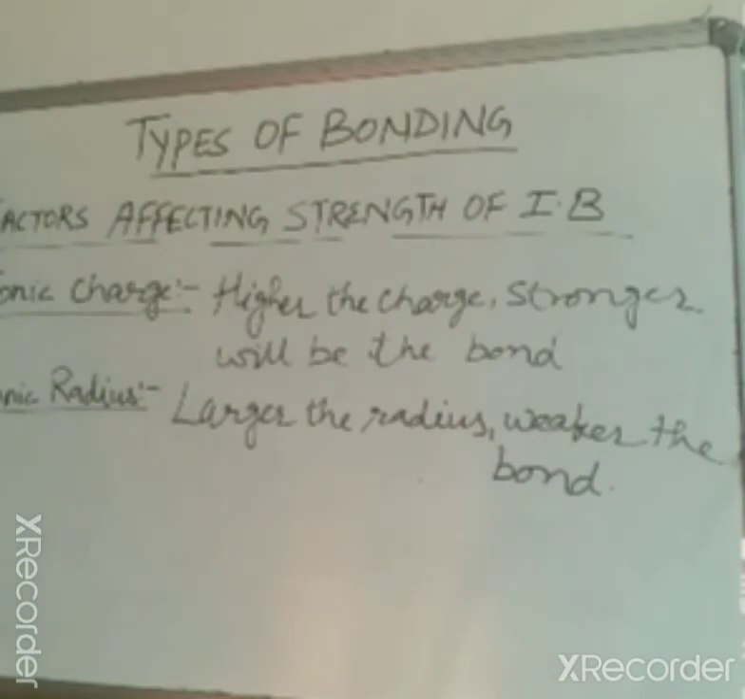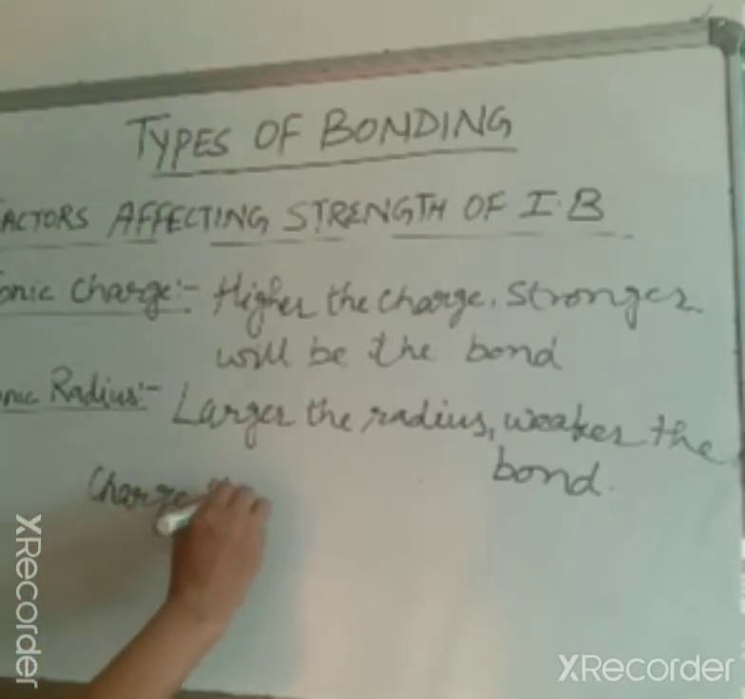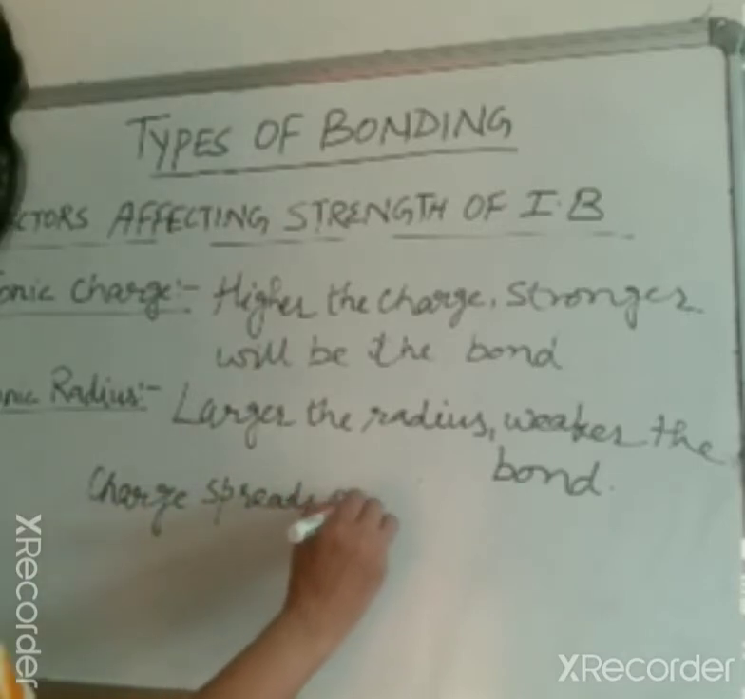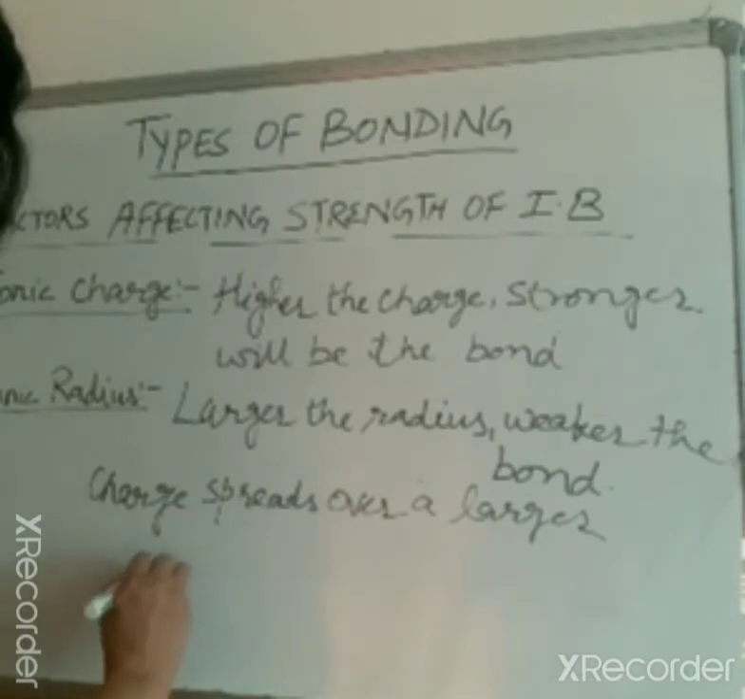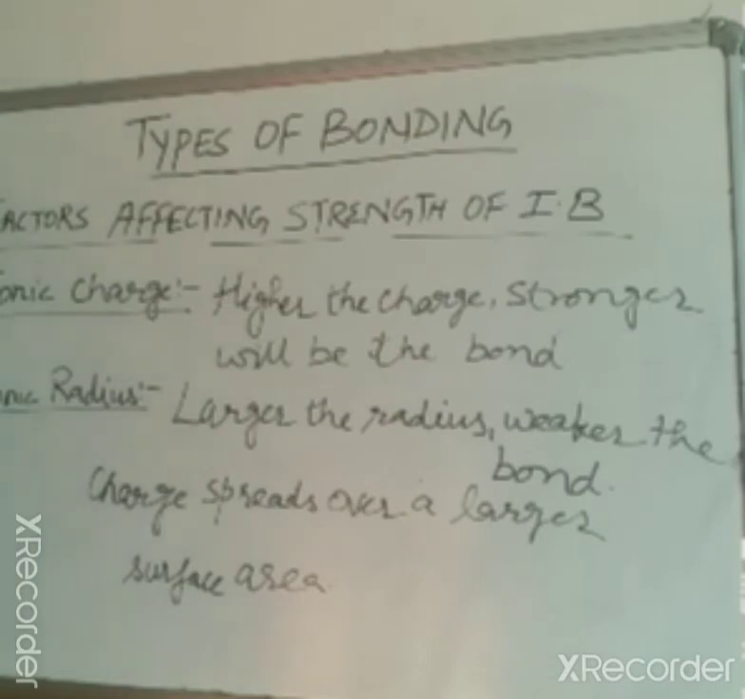How? As the radius increases, what happens? The charge spreads over a larger surface area, resulting in weakening of ionic bonds.